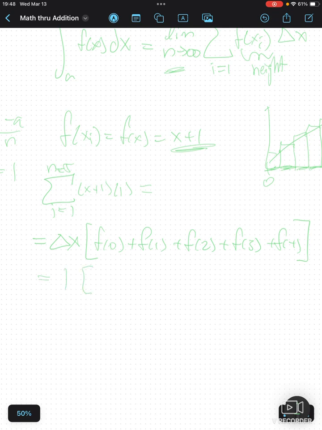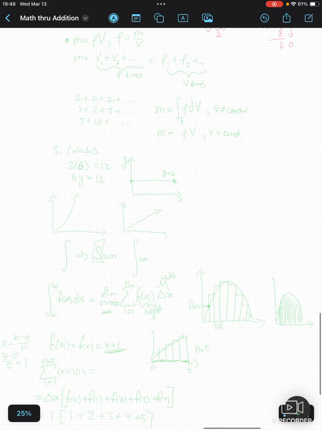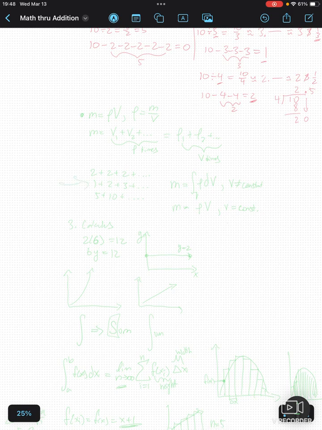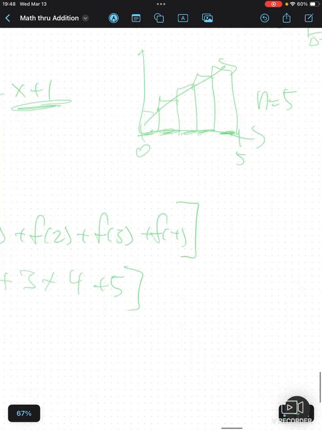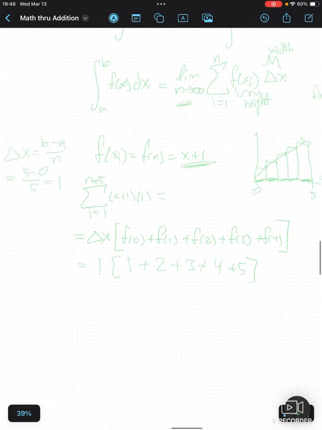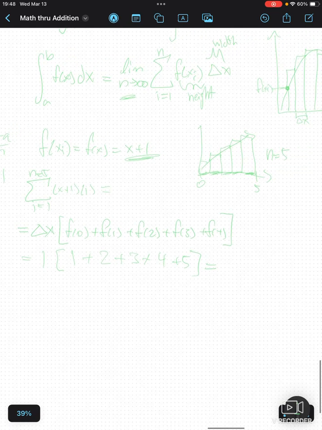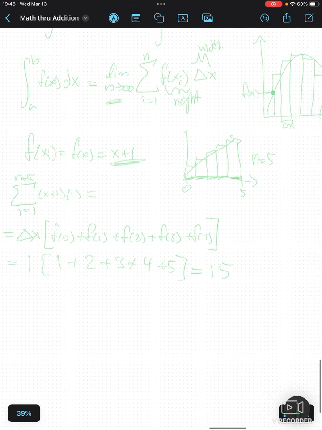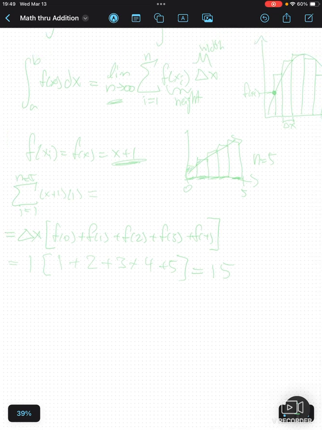What is f of 0? We plug 0 into x. That's 1, plus f of 1, plug there, 2, plus 3 plus 4 plus 5. And now, just like the other we were talking about, if we add these together and multiply by 1, that's going to be equal to 15 here. So we sum this area underneath this curve. And of course, we have a little extra right here, as you can see.